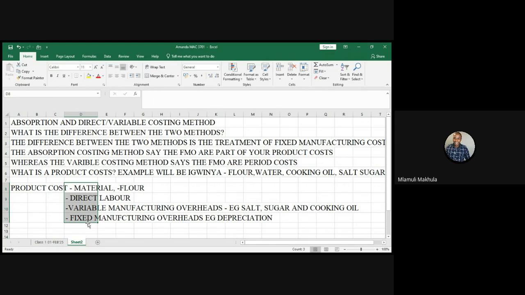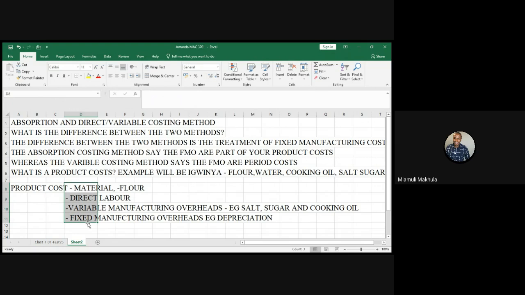Then there will be your fixed manufacturing overhead. This might be the salary of maybe a supervisor. You find that maybe the company is producing chairs, doors, and desks. The supervisor will be supervising everyone. He does not specifically supervise the people that are making that desk, my friend. But the company will pay him the same salary, irrespective of how many people he supervises. Are you following? Yes, I'm following.